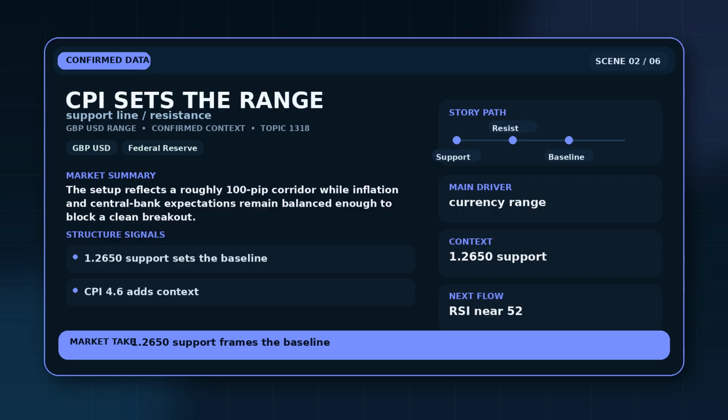The confirmed frame is that the setup reflects a roughly 100 pip corridor, while inflation and central bank expectations remain balanced enough to block a clean breakout. The key baseline details are CPI 4.6 and core 5.7, which give the story scale without requiring speculation. This scene grounds the viewer before the mechanism takes over.